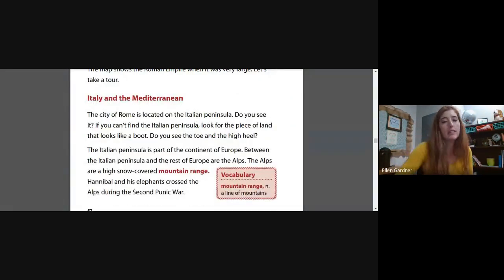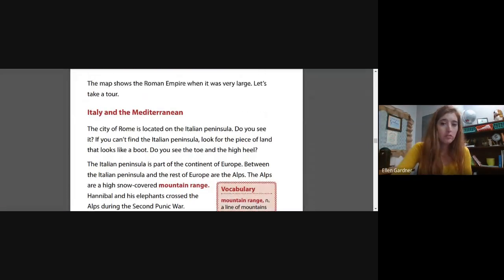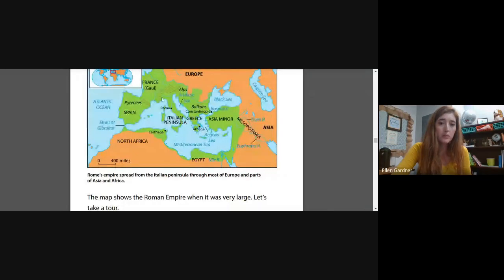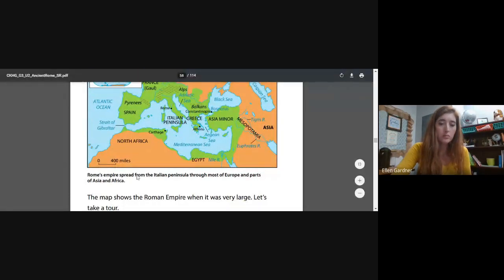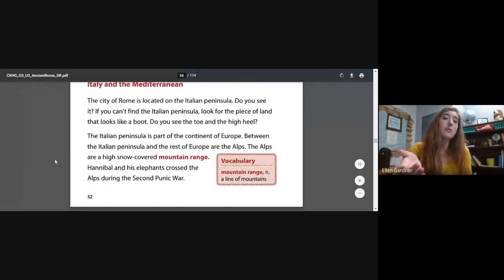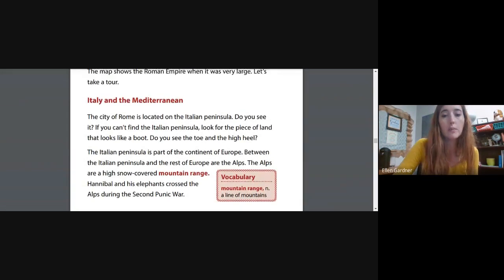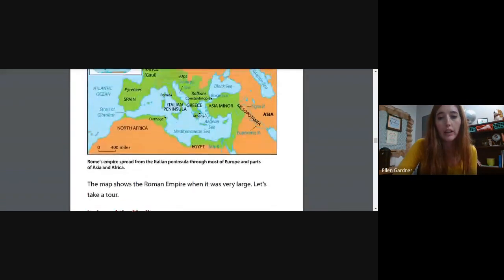The city of Rome, it says, is located on the Italian peninsula. Do you see it? Right there. There's the Italian peninsula. There's Rome. If you can't find the Italian peninsula, look for the piece of land that looks like a boot. Do you see the toe and the high heel?